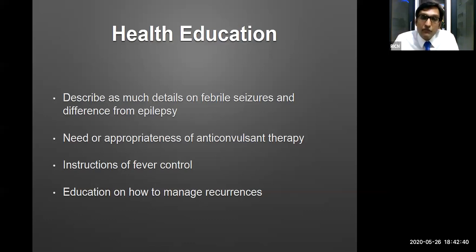And then if unfortunately the child does have a recurrence at home, how to manage it. So a standard management of a seizure, but also to remember, if a patient has had a previous prolonged febrile seizure, it is worth trying to prescribe an intranasal midazolam preparation so that they can use it at home and prevent the child having a second prolonged febrile seizure, which can be detrimental.